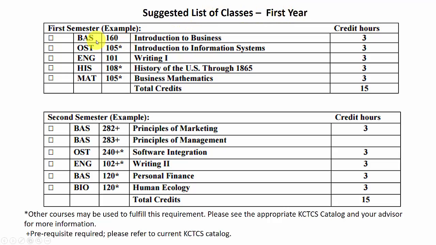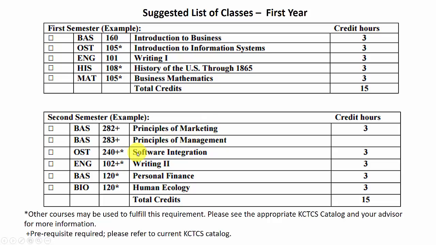For first semester while you're here would be Introduction to Business, Introduction to Information Systems, OST 105, or it could be CIT 105, English 101, some type of history class, and some type of math class. And like I said, if you plan on transferring, you might want to make this math class be the MAT 150, college algebra.